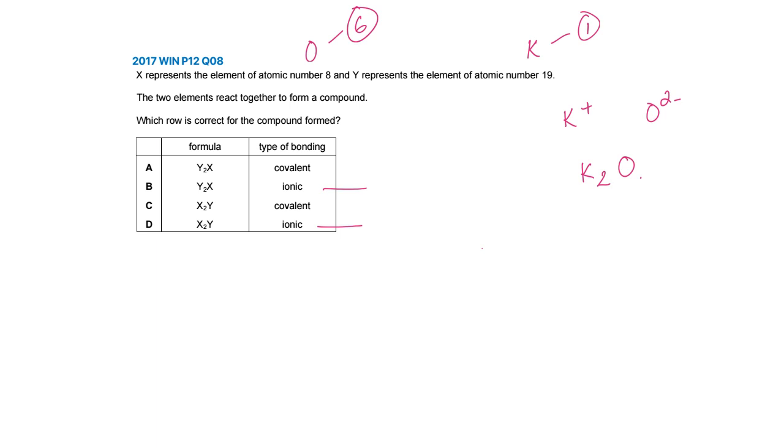And so X is oxygen and Y is potassium. So where do I see that? Y2X. B is the answer.